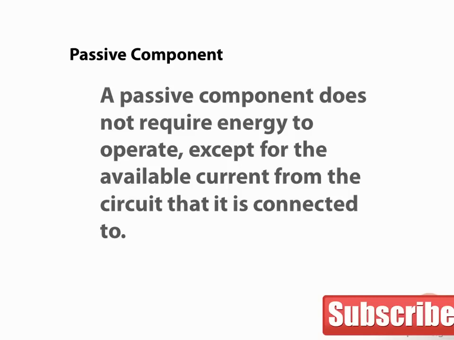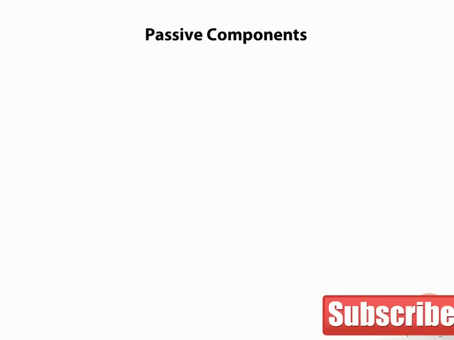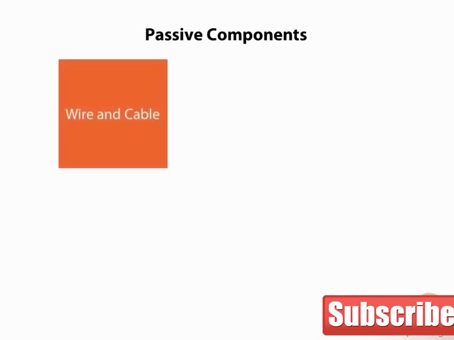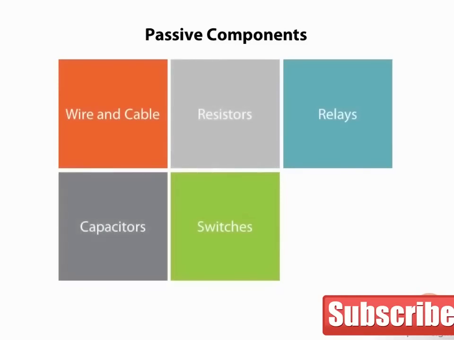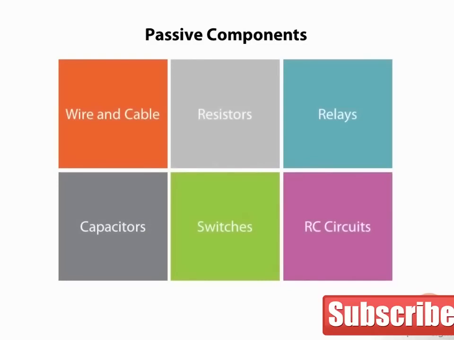Passive components that we are going to look at include wire and cable, switches, relays, resistors, capacitors, and once we've taken a look at these components, we'll look at a basic resistor-capacitor circuit.